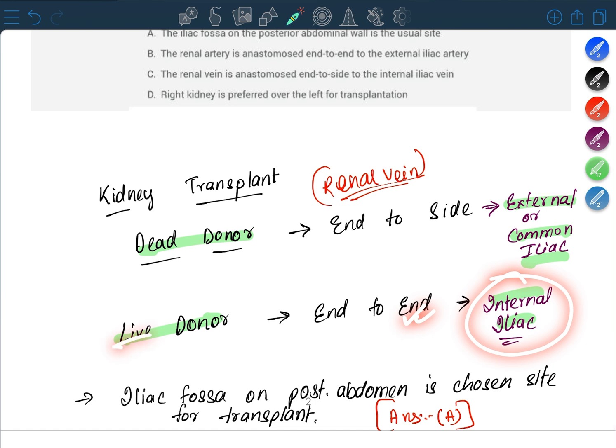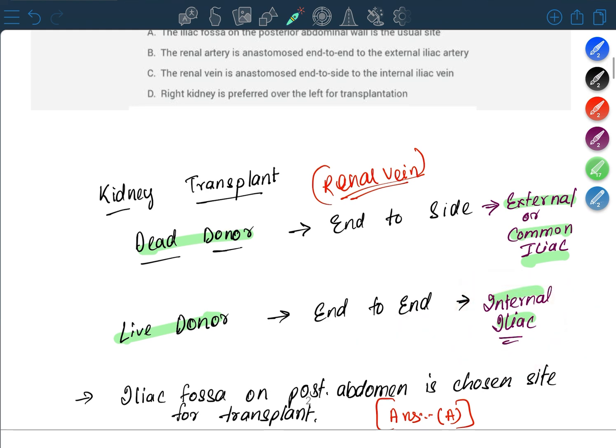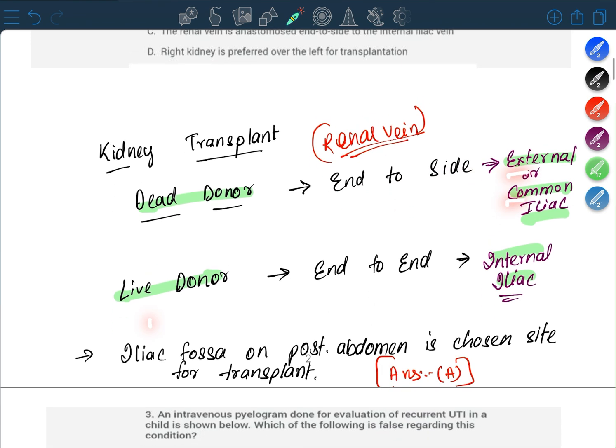A live donor means the person is alive. So they will have functional internal organs. As a result of this, we do end to end with internal iliac, not external. External is for dead, end to side. Okay, this is very tricky. Try to remember it this way, the way I explained, or you can have your own tricks. The way I remember: dead donor, person died, so we will side the person, so end to side, and external side. Side means outside, so external or common iliac. And live donor is end to end, internal. The internal organs are alive.